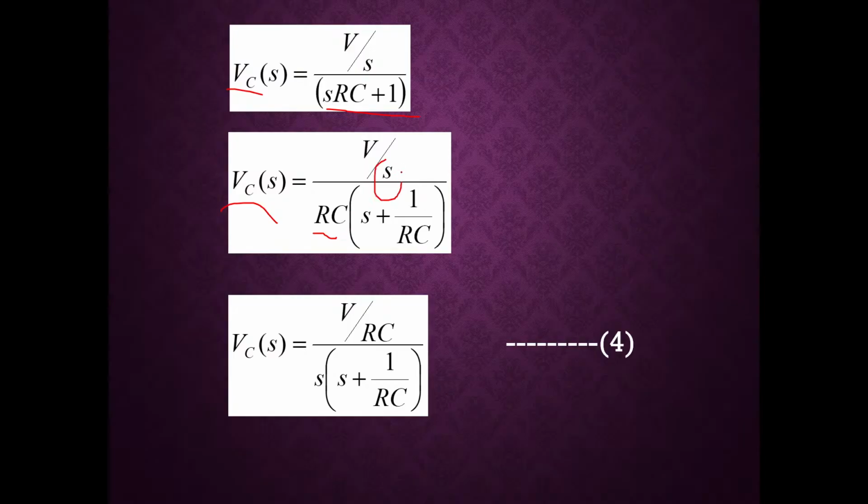You can interchange the positions of this S and Rc. If you interchange you will get Vc of S equal to V by Rc by S into S plus 1 by Rc. Consider it as equation 4. Now we can go for partial fractions. If you are writing it down, write it quickly.